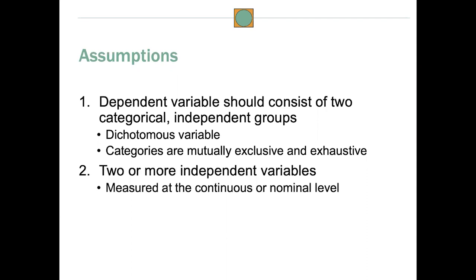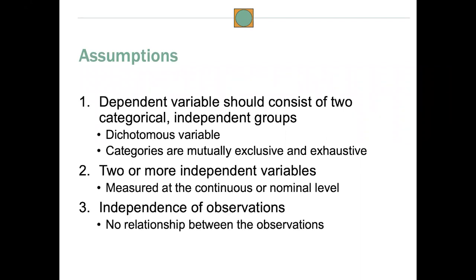The second assumption is that the model should have two or more independent variables that are measured at the continuous or nominal level. Examples of continuous variables include height or temperature, and examples of nominal variables include gender, male or female, or a profession. So you can have four groups, whether it's a surgeon, doctor, dentist, therapist, and so on and so forth. The third assumption is the independence of observations, and that there is no relationship between the observations. If the independence of observations assumption is not met, another type of statistical test will be needed.